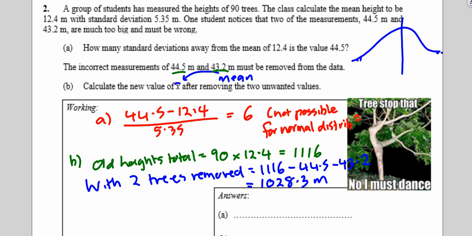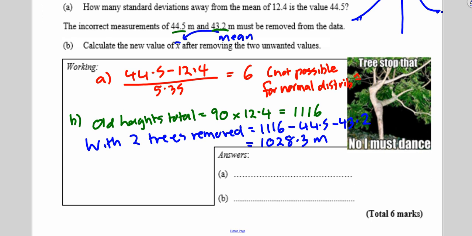So what would be the new mean now? What would we divide by to get the new mean? Divide by 88. 88, good, yeah, because we removed 2 trees. So now there's only 88 in total. 11.688522. Great. 11.7, would you say?